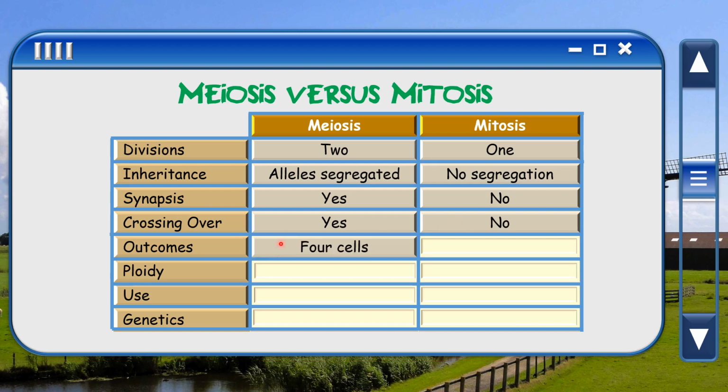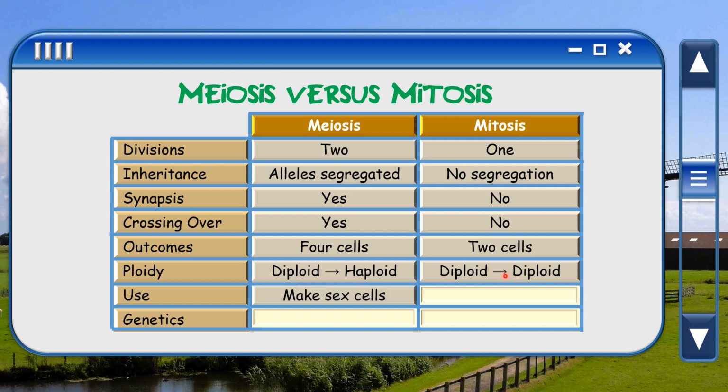For the outcomes, in meiosis we have 4 cells formed, and in mitosis, we have 2 cells formed. In meiosis, we move from diploid to haploid. In mitosis, it is diploid to diploid. The use: meiosis is used to make sex cells, while mitosis makes the body cells. Genetics: the cells in meiosis are genetically varied, and in mitosis, they are identical cells.